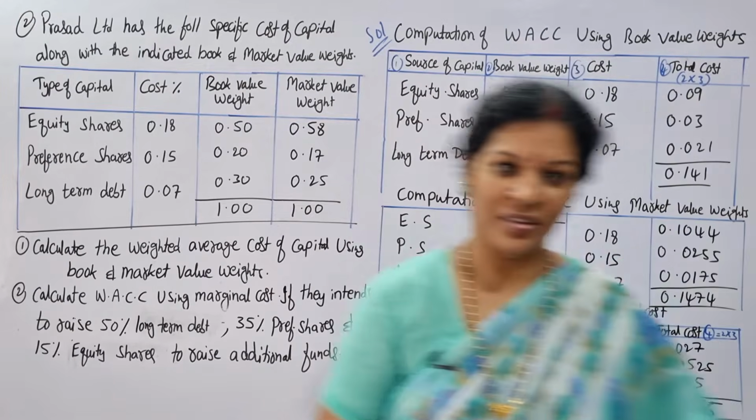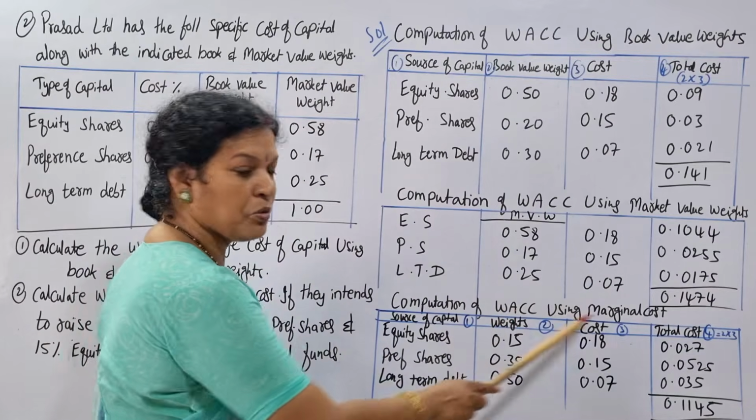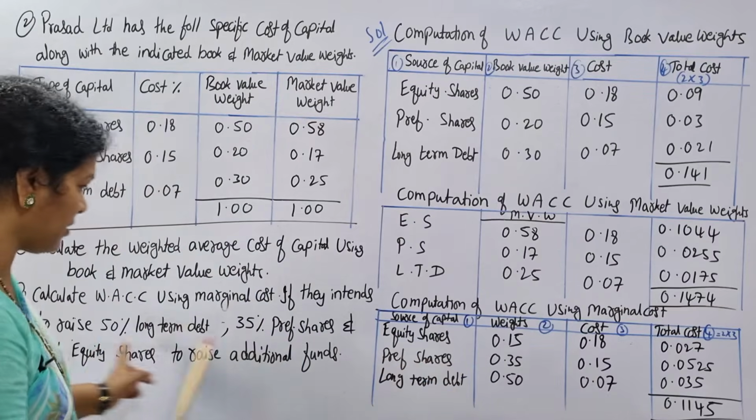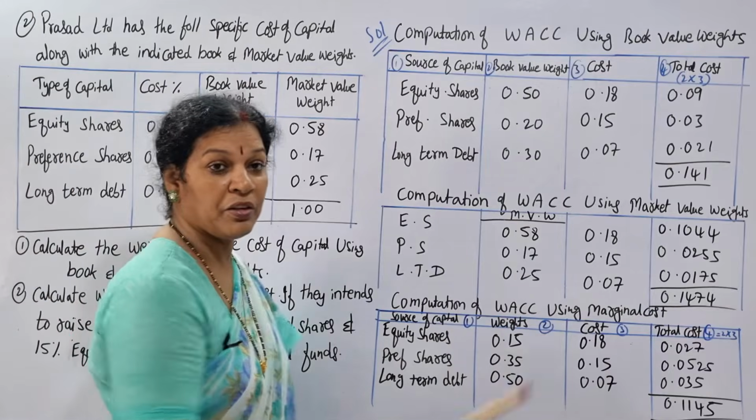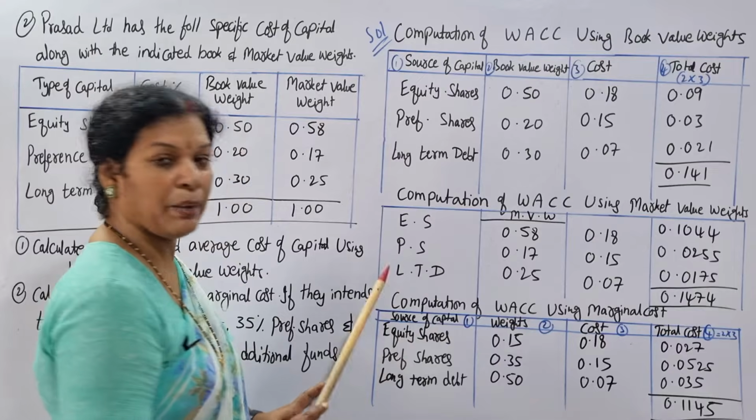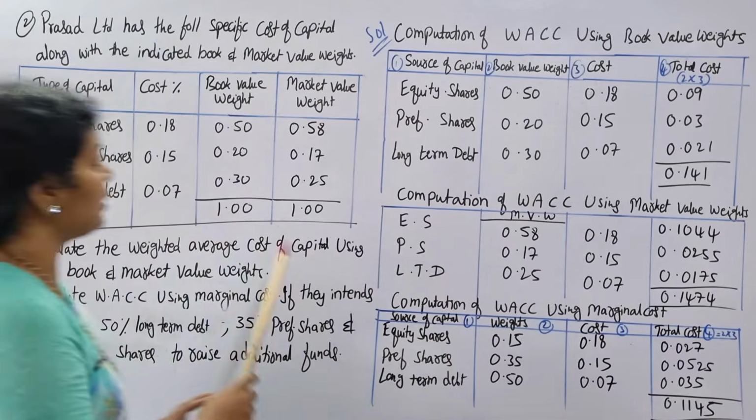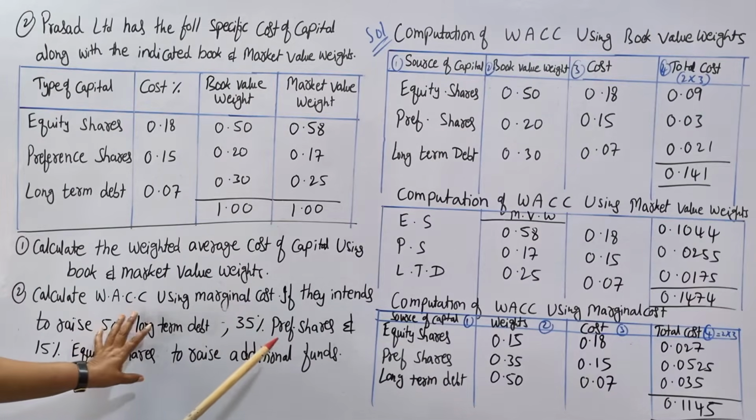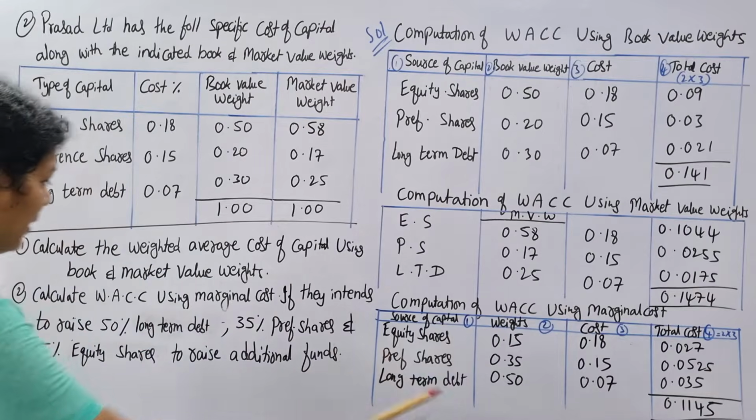Very simple. Same columns. What I am writing here is the computation of WACC using marginal cost. Marginal cost means the extra funds when we want to raise, like 50%, 35%, 15%. The columns are the same: source of capital, source of funds, and here the weights we take directly. If they want to increase, this is the weight we take.